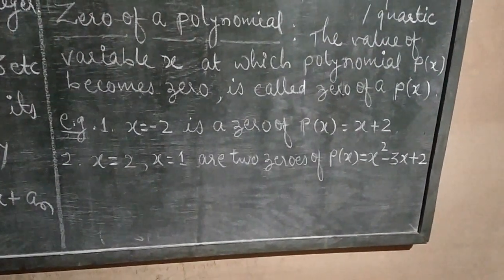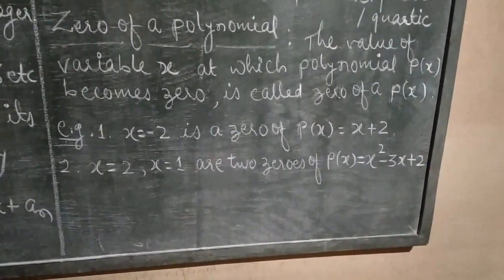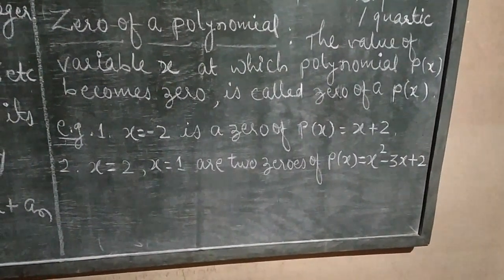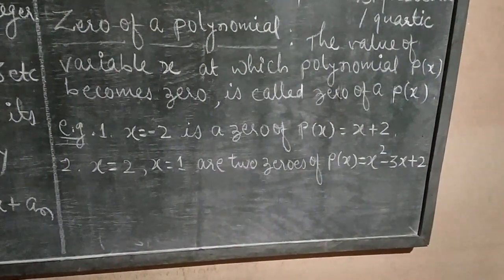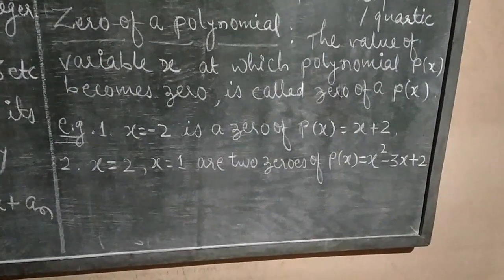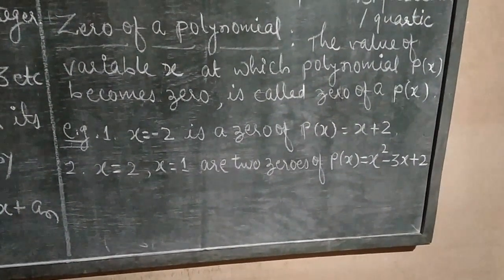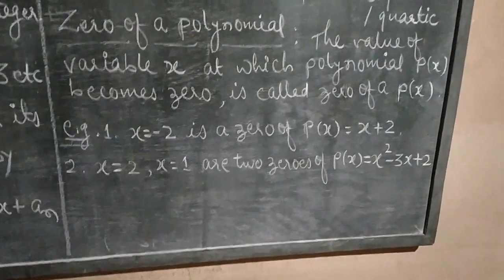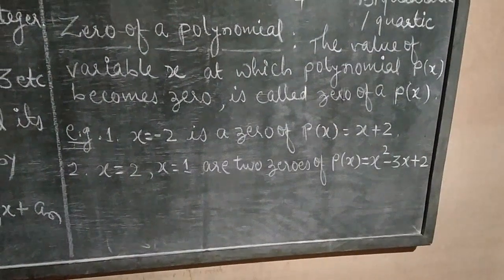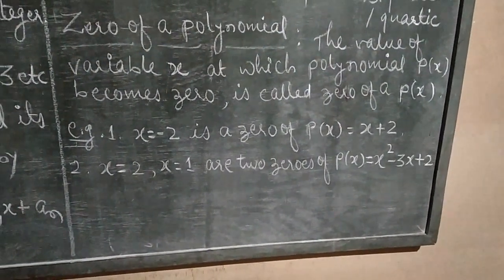Now look at the degree. In the second example, the degree of the polynomial is 2 and it contains two zeros. In the first example, the degree of the polynomial is 1 and it contains only one zero. So a polynomial contains as many zeros as its degree. So on the basis of degree, we can determine the number of zeros of the polynomial, how many zeros it will have. Got it?